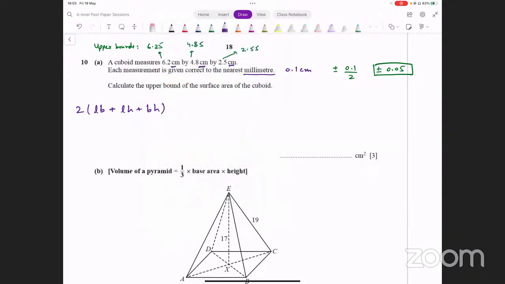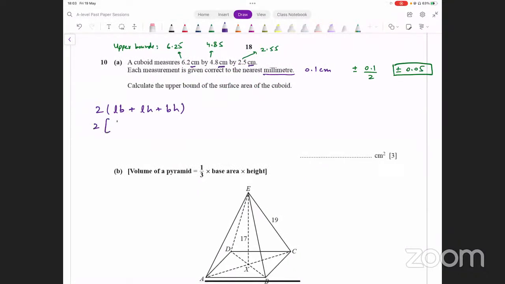ठीक हो गया। इन सबको इनपुट कर दें फॉर्मूला के अंदर एंड विल गेट योर रिजल्ट। 2 into 6.25 into 4.85 plus 6.25 into 2.55 plus 4.85 into 2.55. थोड़ा सा केयरफुल रहना, केयरलेस एरर्स नहीं करने। ये पूरा evaluate कर लेने के बाद क्या आता है: 6.25 into 4.85 plus 6.25 into 2.55 plus 4.85 into 2.55, and then whole thing multiplied by 2, and that's giving me 117.235.